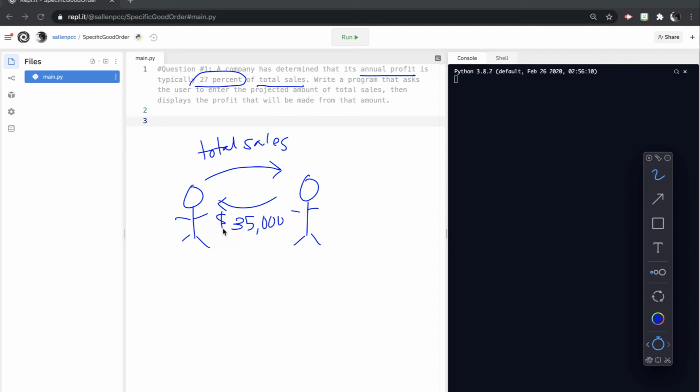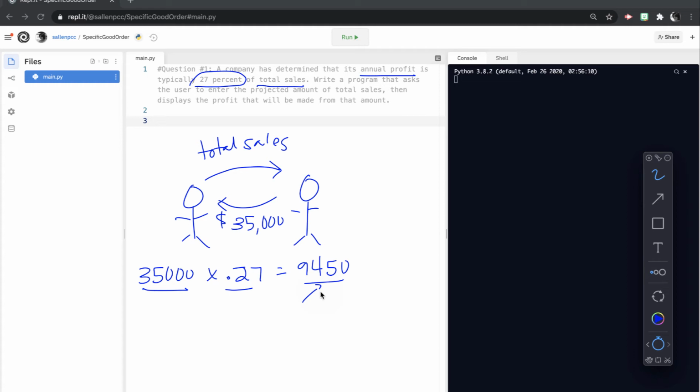So then I'm going to get out my handy dandy calculator and I'm going to calculate 35,000, and I'll multiply that by 27% to get $9,450. Okay, so that's their total profit. So work out the logic like you would if you were not writing a program. And then think about the steps that we just went through, right? We asked for the total sales. They gave us the total sales. We multiplied the total sales by 27% to get the profit. And then you're ready to start writing your algorithm.